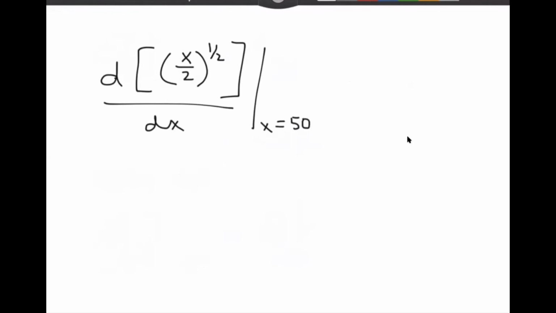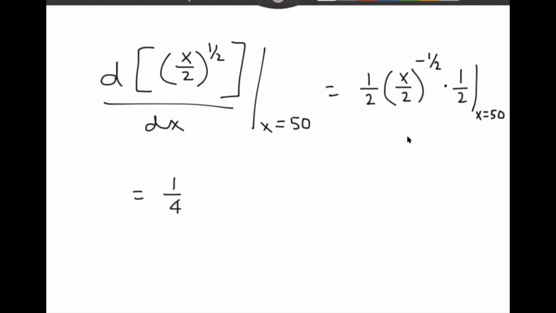So the derivative of x over 2 to the power 1/2 would, by the chain rule, be 1/2 times x over 2 to the power -1/2 times the derivative of x over 2, right? And the derivative of x over 2 is 1/2, isn't it? All right, so what does that come out to? We have 1/4 times x over 2 to the -1/2.